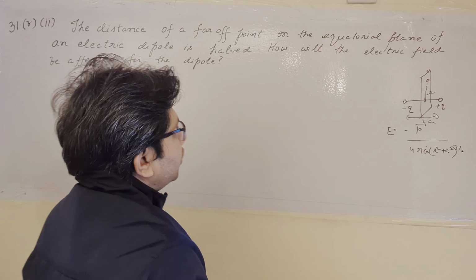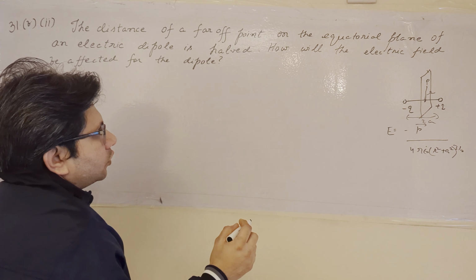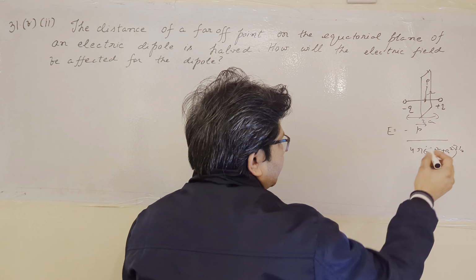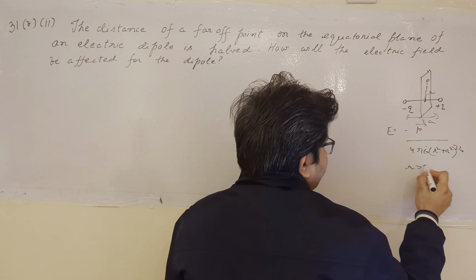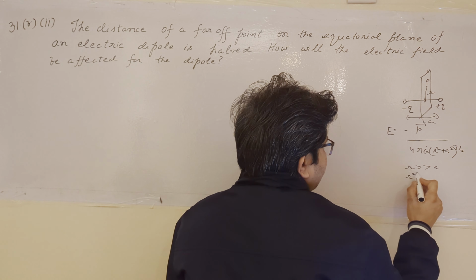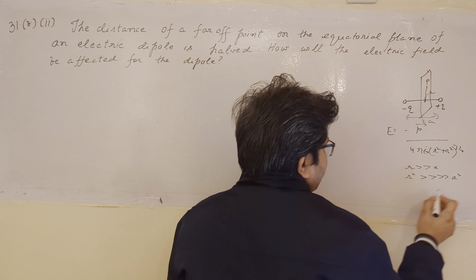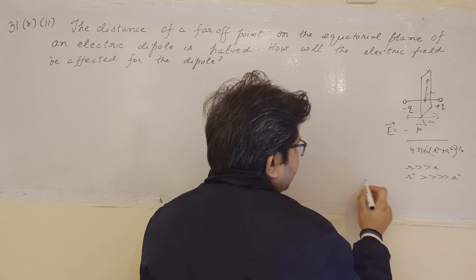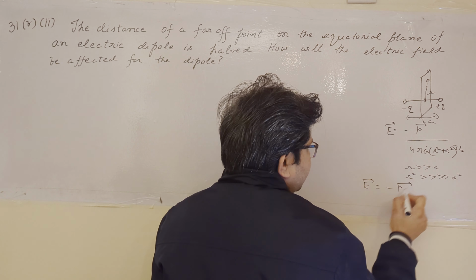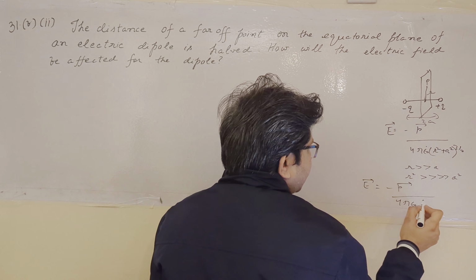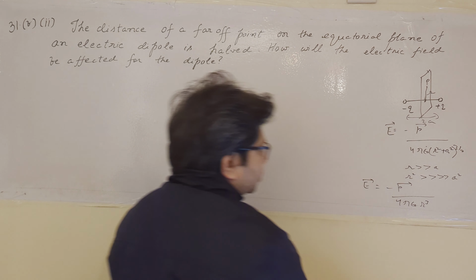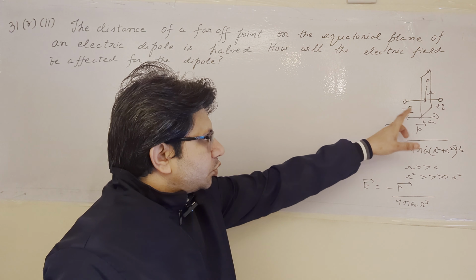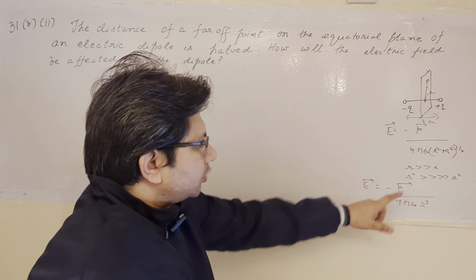So this is the formula for a short dipole. For a short dipole or for a far off point, this a can be neglected as compared to r. So we can say that r is very much greater than a. Then r square is very much greater than a square, and we can neglect this a square here. So the electric field becomes minus p upon 4 pi epsilon naught r to the power 3. This is the formula of the electric field in the equatorial position corresponding to a dipole.